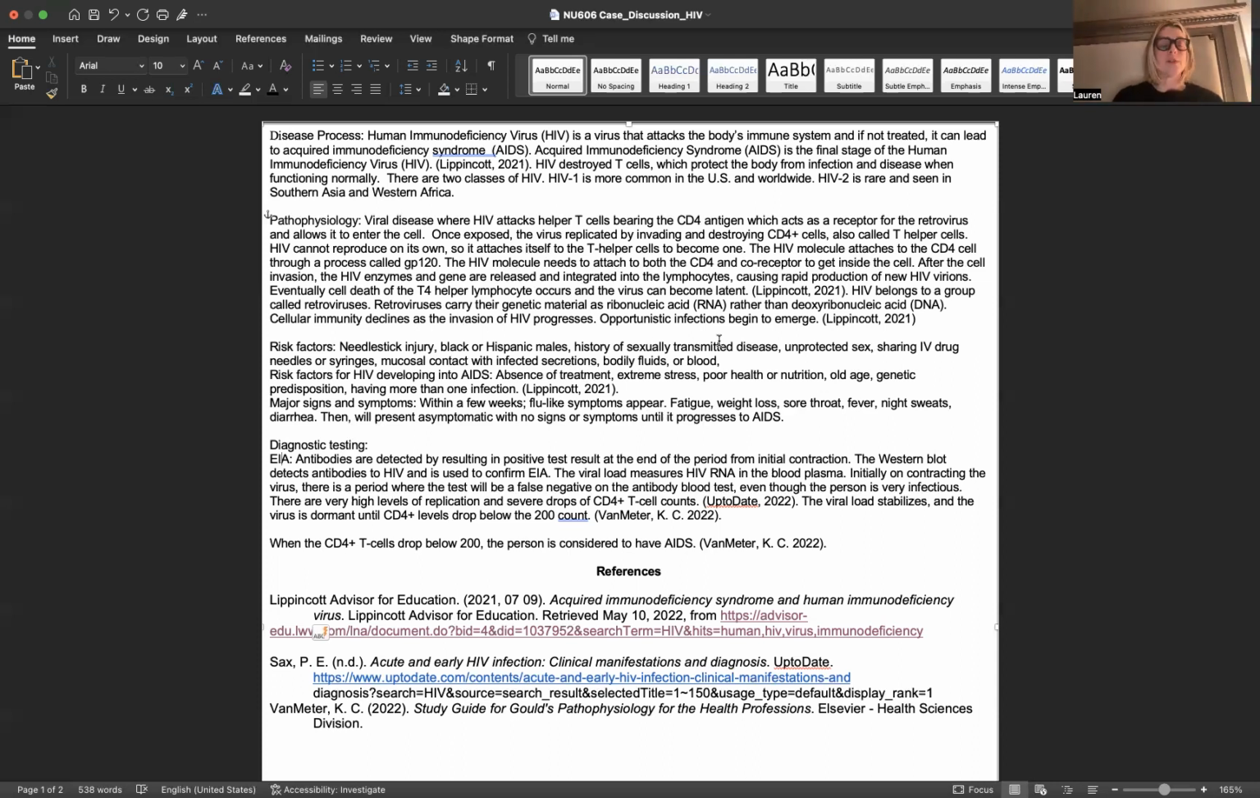Some risk factors I'd like to include are needle stick injuries, Black or Hispanic males, history of sexually transmitted disease, unprotected sex, sharing IV drug needles or syringes, and mucosal contact with infected secretions, body fluids, or blood. Risk factors for HIV developing into AIDS are absence of treatment, extreme stress, poor health or nutrition, old age, genetic predisposition, and having more than one infection.